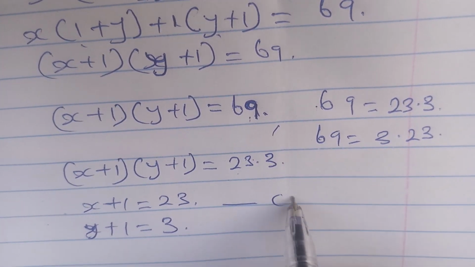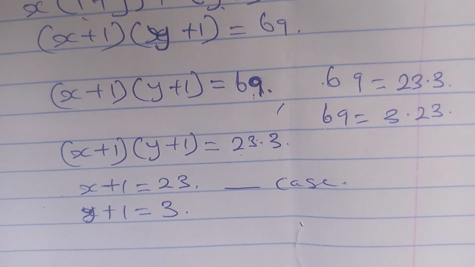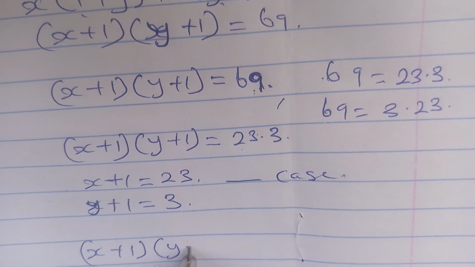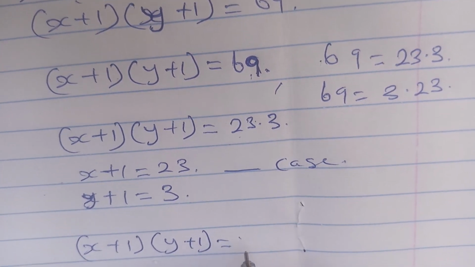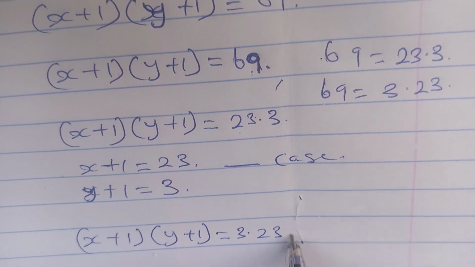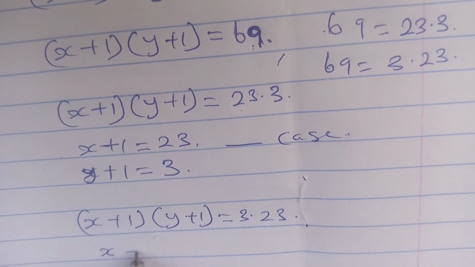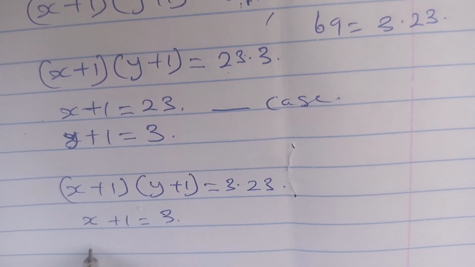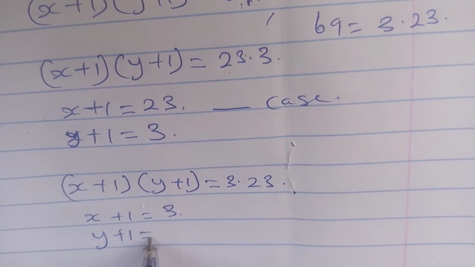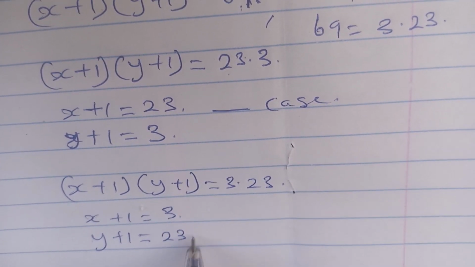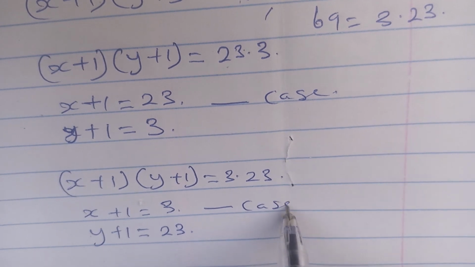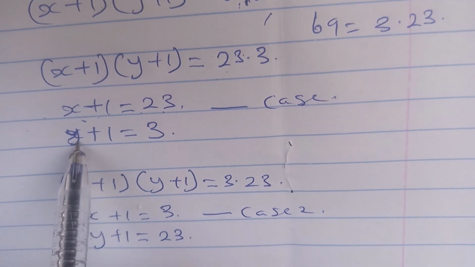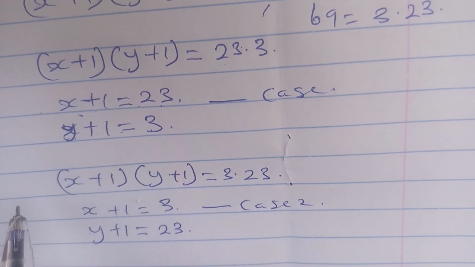We can call this one case 1. Looking at the second case, we have x plus 1 times y plus 1 is equal to 3 times 23. So we can say x plus 1 is equal to 3, and y plus 1 is equal to 23. We can call this one case 2. In case 1, we said x plus 1 is equal to 23 and y plus 1 is equal to 3.